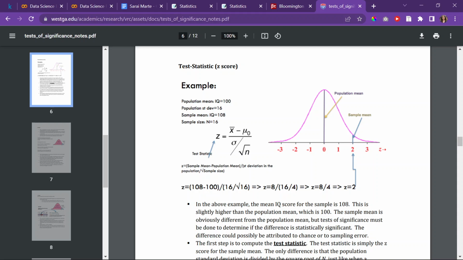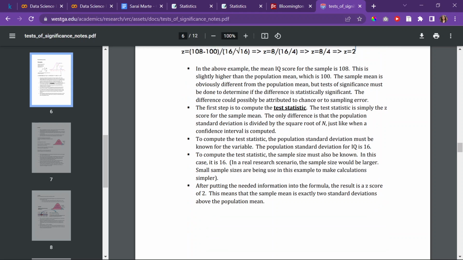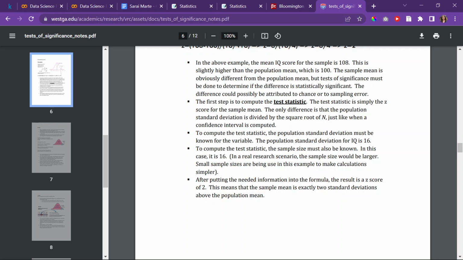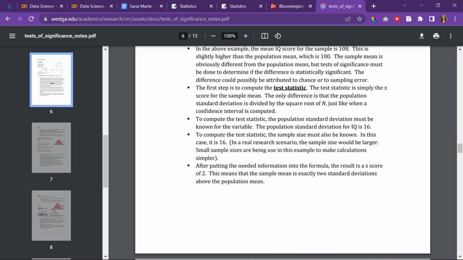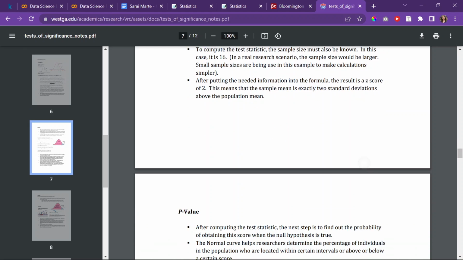Oh, I guess they use it because they know the standard deviation, sigma. I don't even know this one. It is simply the z-score for the sample mean. The only difference is that the population standard deviation is divided by the square root of capital N, just like when a confidence interval is computed. To complete the test, the population standard deviation must be known for the variable, blah, blah, blah. Okay, but can someone tell me what it means?